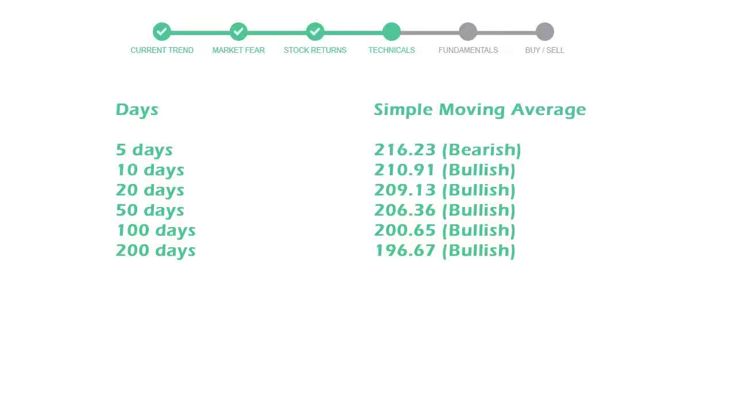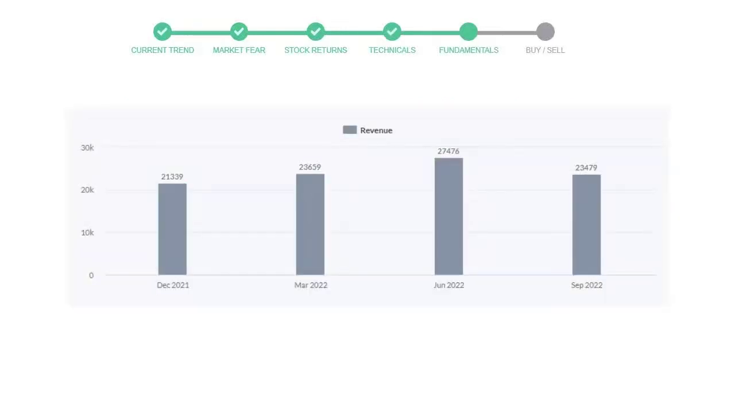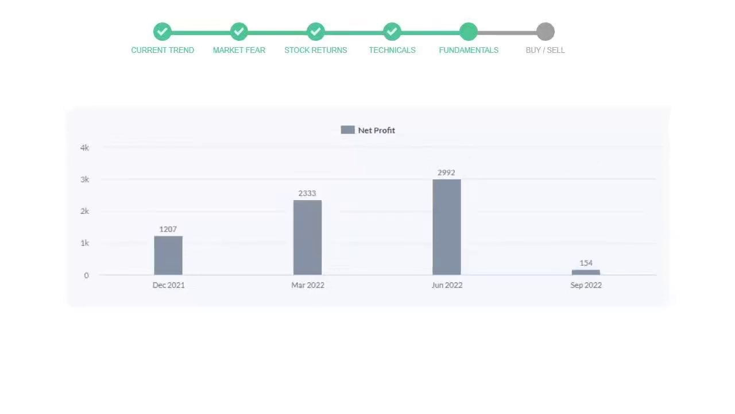Let's look at fundamental analysis. We will mainly see the last 2 quarters of the company. In June 22, the revenue was $27,476 million. In the recent quarter, September 22, it declined to $23,479 million. Now let's see the profitability of Lowe's Companies.